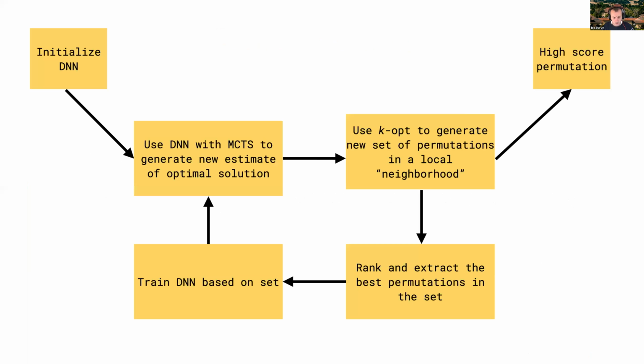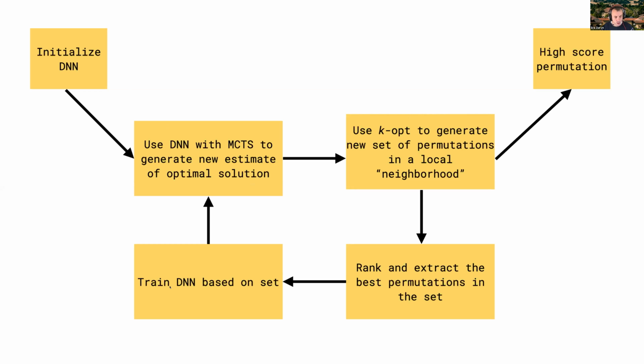Okay, I was a little bit slowed by the questions, but I'm going to show the benchmarks. This is a summary of the algorithm. Again, you use a deep neural network with the Monte Carlo tree search to generate a new estimate for the optimal solution. Then the KOpt strategy is used to generate a new set of permutations in this local neighborhood, so you only permute K entries in your best guess. Then you have this very large set, and you extract a subset of the best permutations.